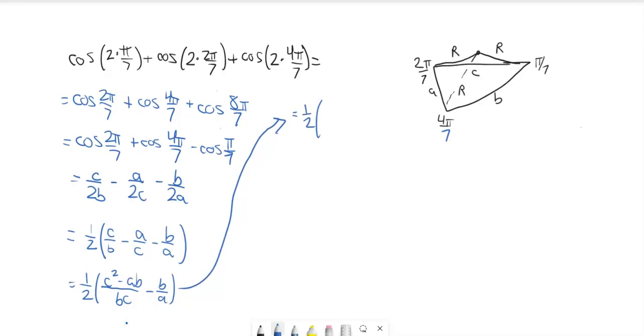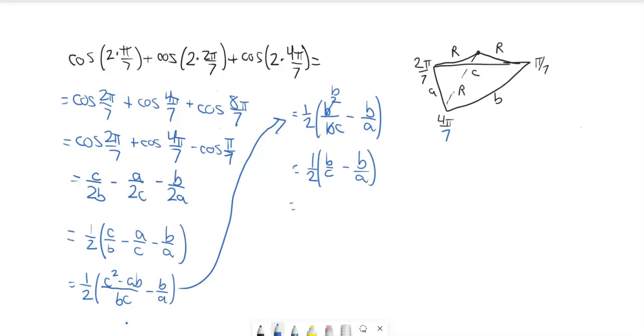Now remember, c squared minus ab is a Ptolemaic identity, and what that reduces to is b squared. I derived that in one of my first videos. So b squared over bc minus b over a. And the nice thing is one of the b's cancels on top and the b cancels on the bottom. So we're left with b over c minus b over a.